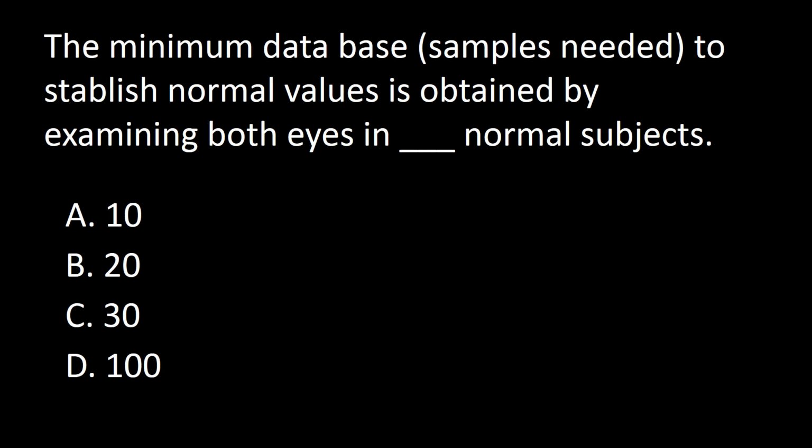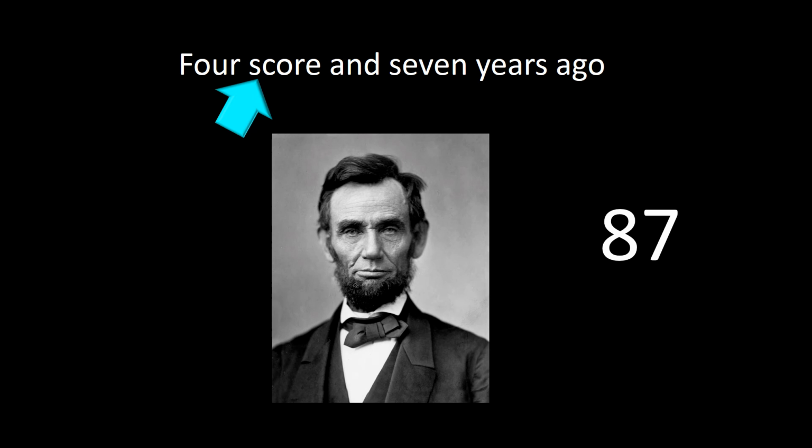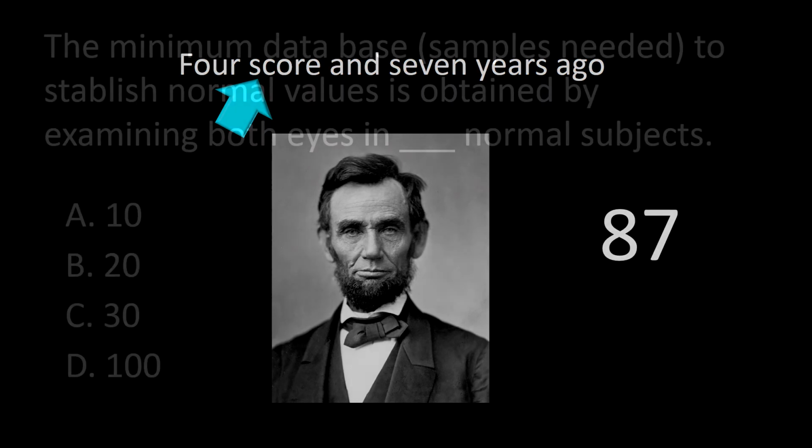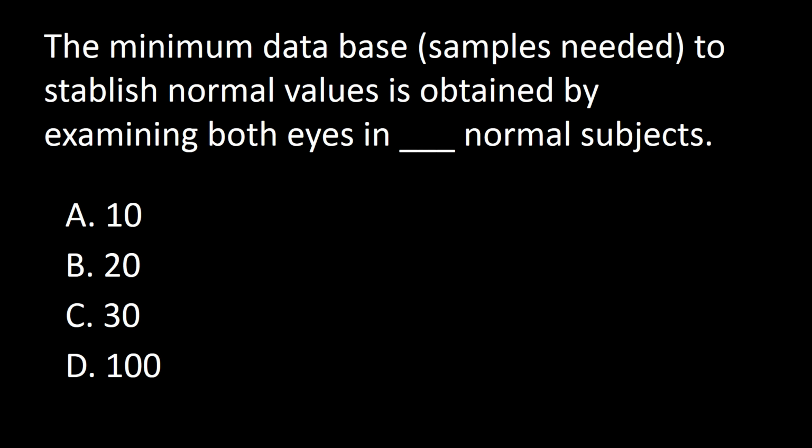Next question. The minimum database samples needed to establish normal values is obtained by examining both eyes in dash normal subjects. A 10, B 20, C 30, D 100. A score of patients, that is 20 patients, are needed as the least amount of patients needed in order to establish normal references. So the answer to this question is B.